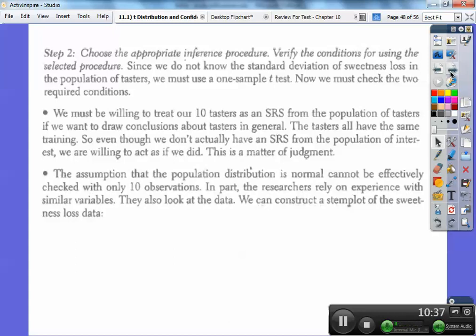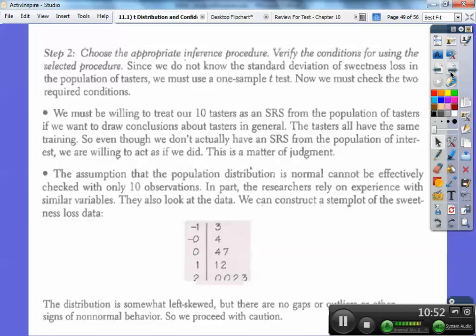Perfect, beautiful. The assumption that the population distribution is normal cannot be effectively checked with only 10 observations. In part, the researchers rely on experience with similar variables. They also look at the data. We can construct a stem plot of the sweetness loss. Here's a stem plot right there. That distribution is somewhat left skewed, but there are no gaps or outliers, so there are no signs of non-normal behavior. So we're going to proceed with caution. Good stuff right there.